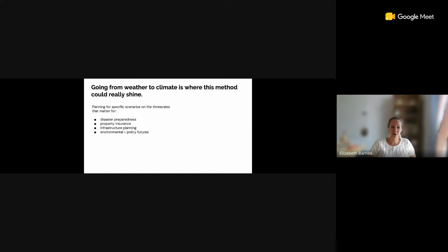Okay, so again, going from weather to climate is where I think this method could really shine. I think the weather examples are fun, but I think that the climate applications or the longer timescale applications are where this becomes particularly useful. I already said disaster preparedness, infrastructure planning, and thinking about environmental and policy futures. And this is work we've done, this is other work we've done. But just pointing out that huge ensembles do become difficult to scale, and this allows us to directly query these low likelihood events where we can actually put them inside of a larger decision loop that we've been working on for our policy futures work.